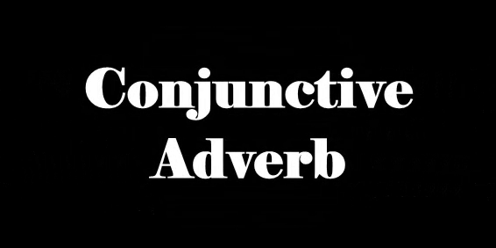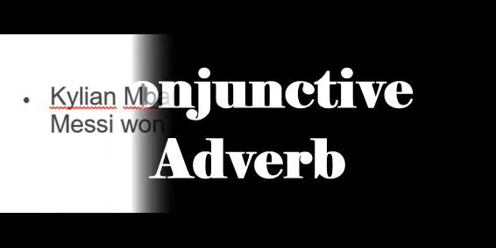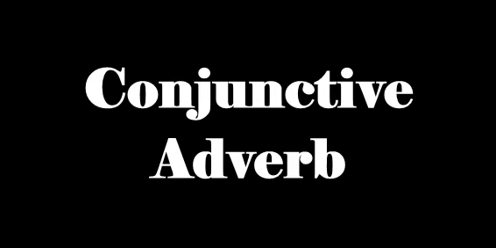Conjunctive adverbs. As the name implies, they act like a conjunction connecting two sentences or clauses together. For example, Kylian Mbappe scored a hat-trick. But Messi won the man of the match. Some writers prefer to use a semicolon to indicate the end of the first sentence rather than a full stop.